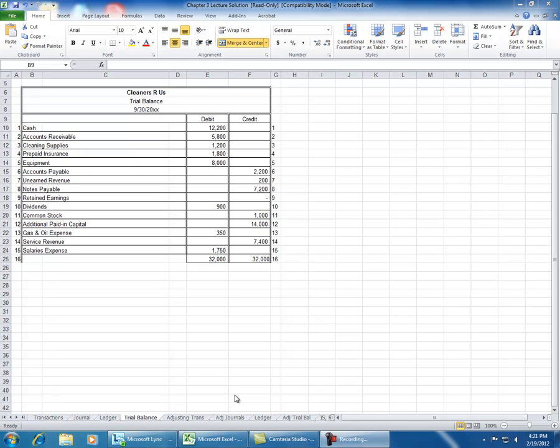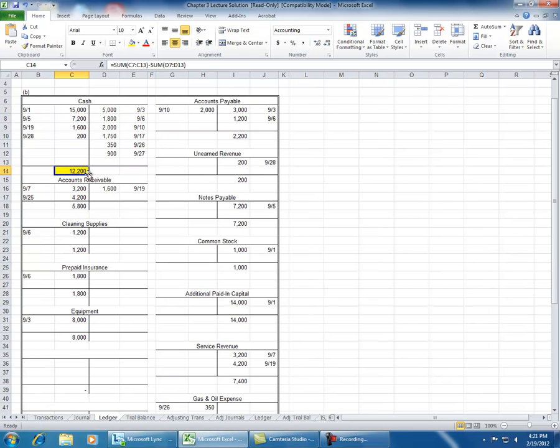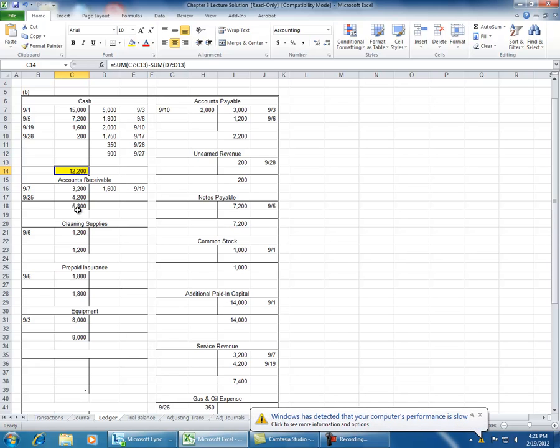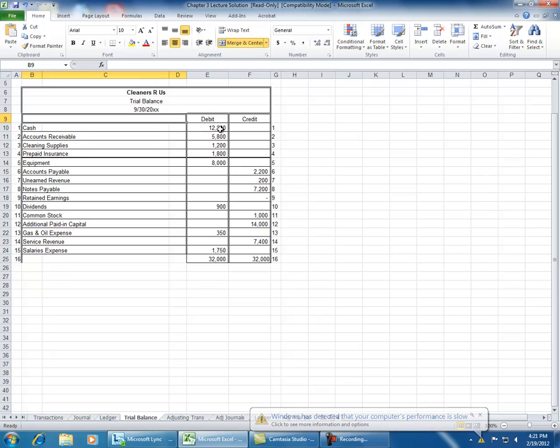Next, we'll pick up with the trial balance, and the trial balance is just a listing of all of the ending balances in our ledger. So back in our ledger, for example, cash is $12,200 as a debit, and so is accounts receivable. It has a debit of $5,800. So in our trial balance, we'll see that listed as a debit in both of those cases. All of the debits will be listed, all the credits will be listed, and the totals should equal each other as long as we don't have any errors in postings.